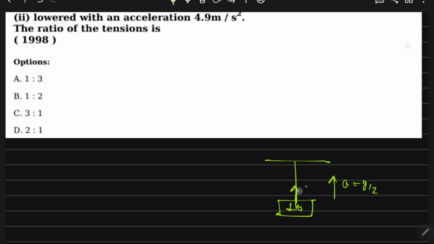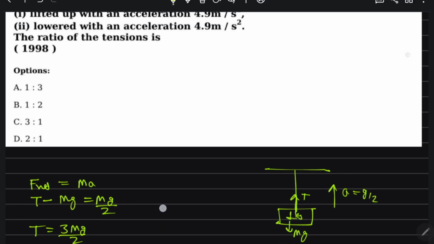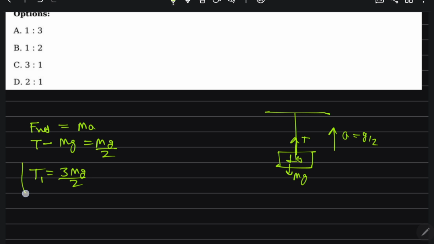So here you see T acting here, mg force acting downwards. So what is going to happen? F net is equal to mass into acceleration, right? So here you see T minus mg is equal to m g by 2. So T comes out to be 3 mg by 2. This is our first condition.